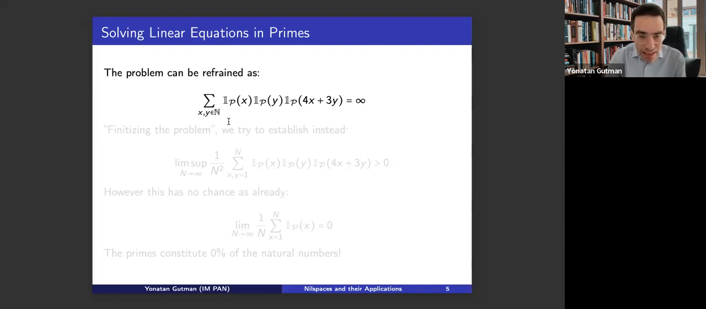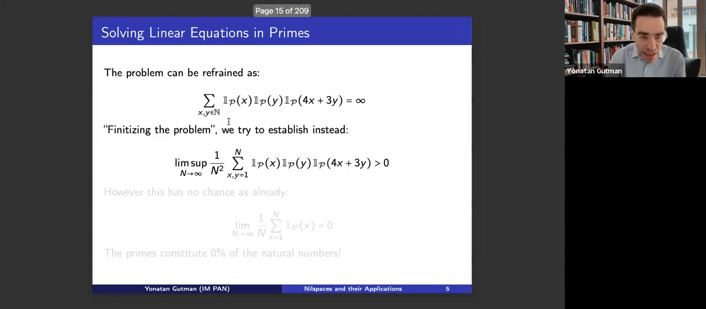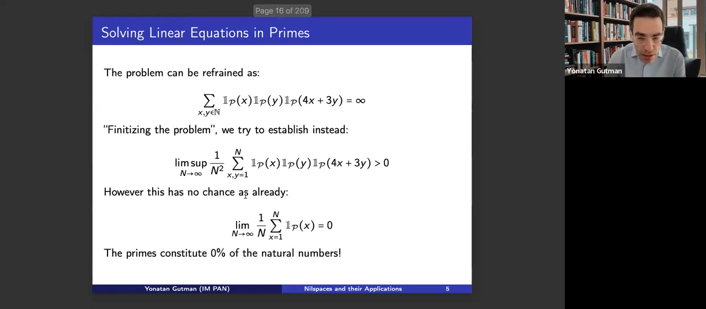Now, let us take the approach that we want to finitize the problem. So let us try to establish instead that when we take this normalized average of 1_P(x) 1_P(y) 1_P(4x plus 3y), where x and y go from 1 to N, then the lim sup, or lim inf, is positive. Now, this approach will not work. The problem is that the primes are not dense. They constitute 0% of the natural numbers.